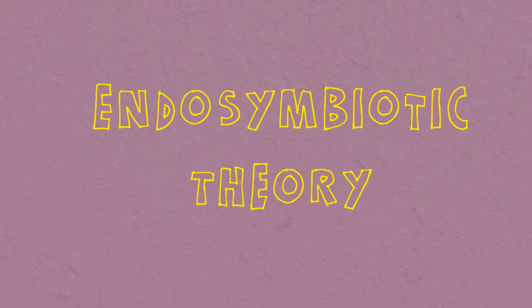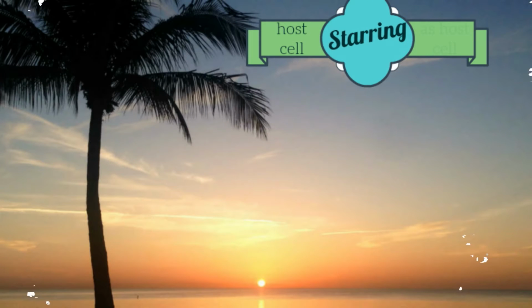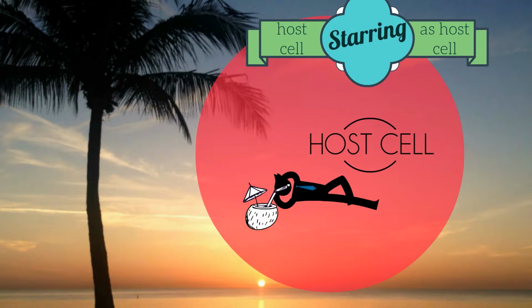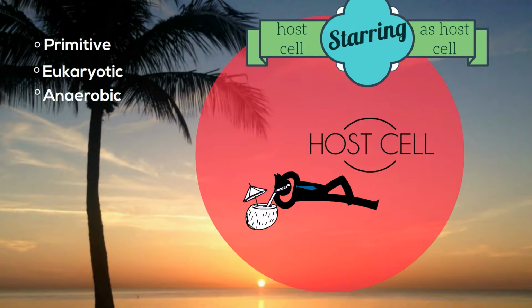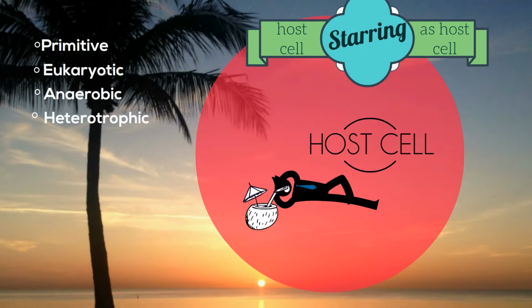Now it's time for the endosymbiotic theory. Let's meet the cast. Host cell, starring as host cell. He's a primitive eukaryote that is also anaerobic, meaning that he is not able to tolerate oxygen of any kind. Host cell is also a heterotroph, meaning that he cannot make his own food. Instead, he must get his food and energy by taking in organic substances.